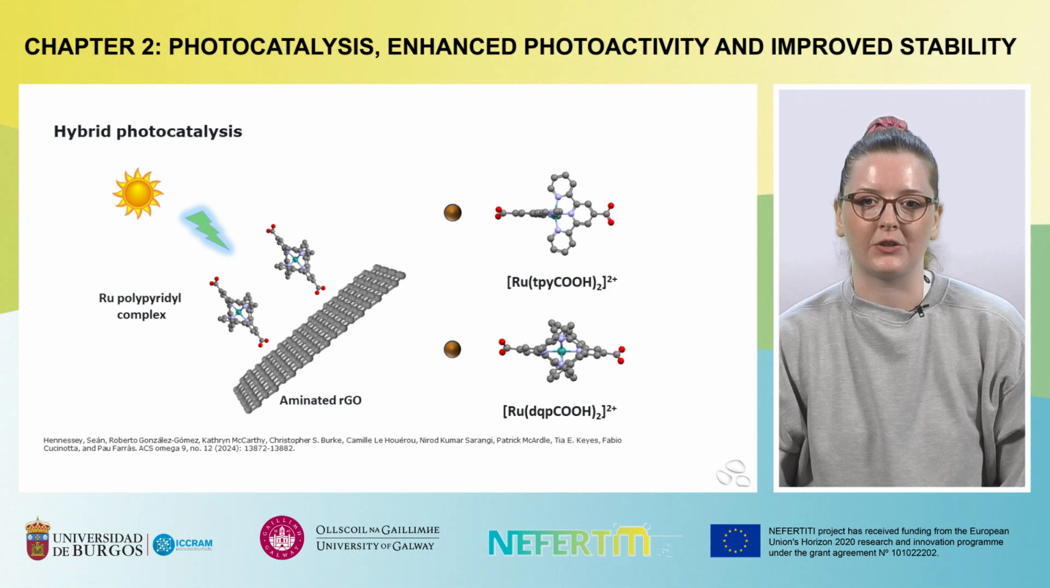Shown here is the final structure of our material. The photoactive ruthenium complexes are modified to include carboxylic pending groups, and the graphene oxide is reduced to aminated graphene oxide, allowing us to anchor ruthenium species to the graphene oxide with an amide linkage.